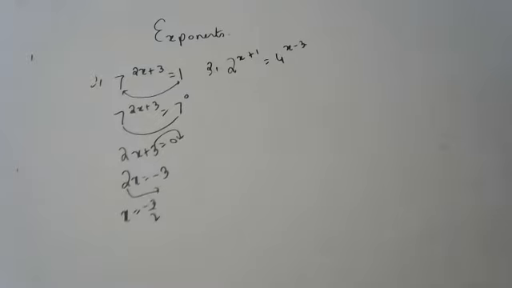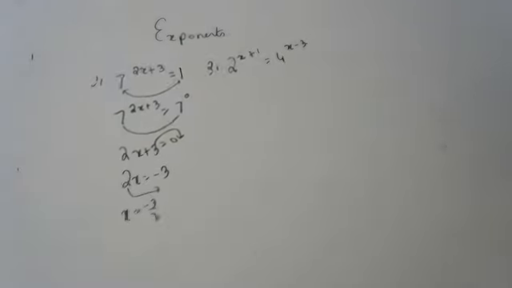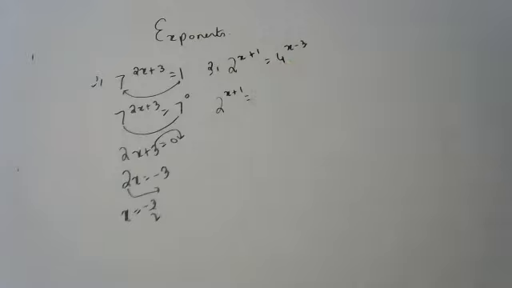Yes, children. Anyone got the answer? Yes, sir, I got it, sir. x is equal to 7. Sir, how did you get 7? Sir, 4 can also be written as 2 square, sir. So 2 to the power x plus 1 is equal to.